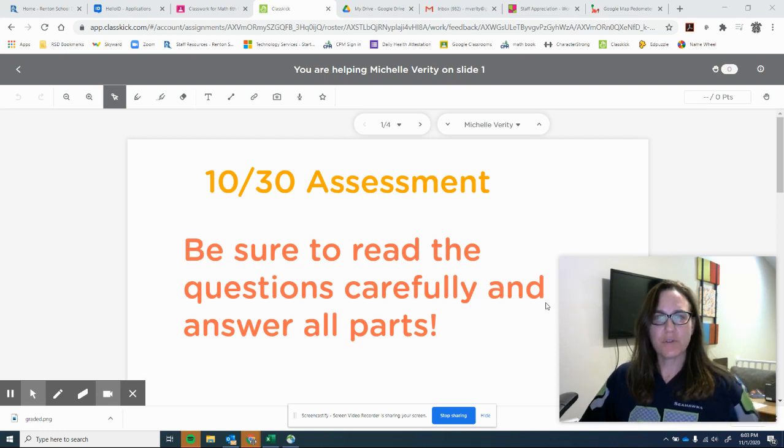Hello, I'm going over the honors assessment for portion conversion. This is the quiz that we just took on 10/30, and this is the front page of the quiz.